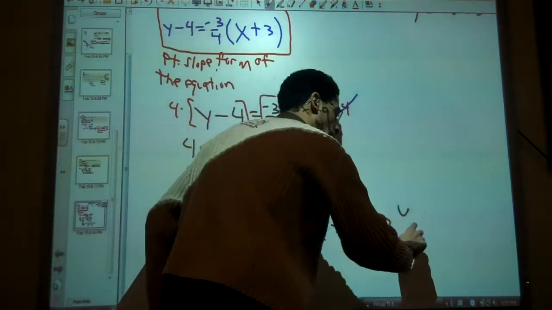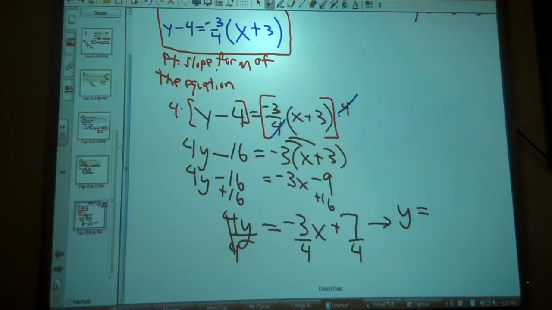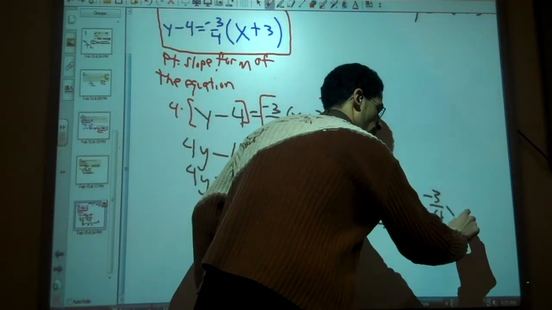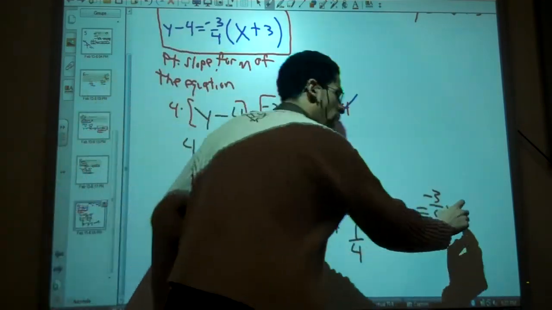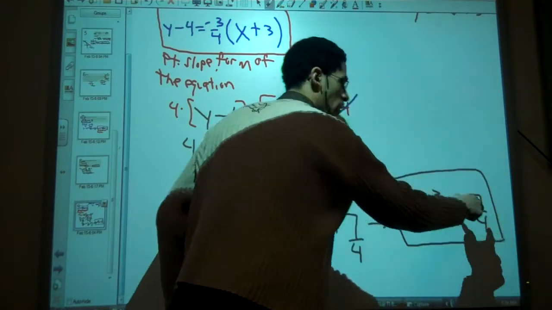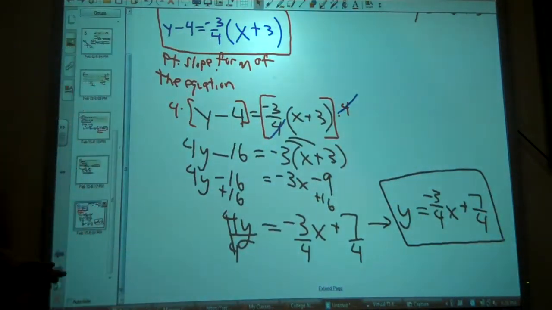So we have y, and then we have our equals. And that's okay. We have negative 3/4 x. And then what's left over is the plus 7/4. And that'll be the intercept of that line, 7/4.